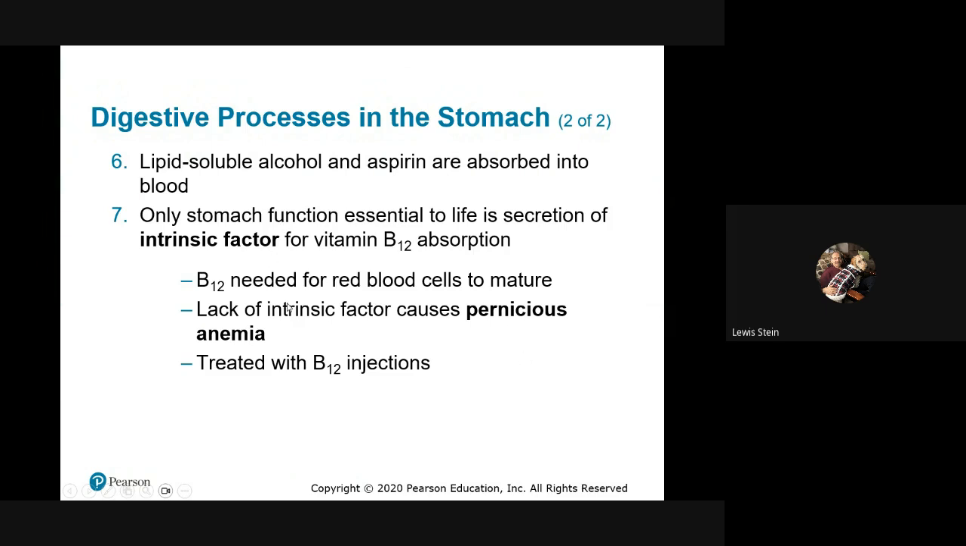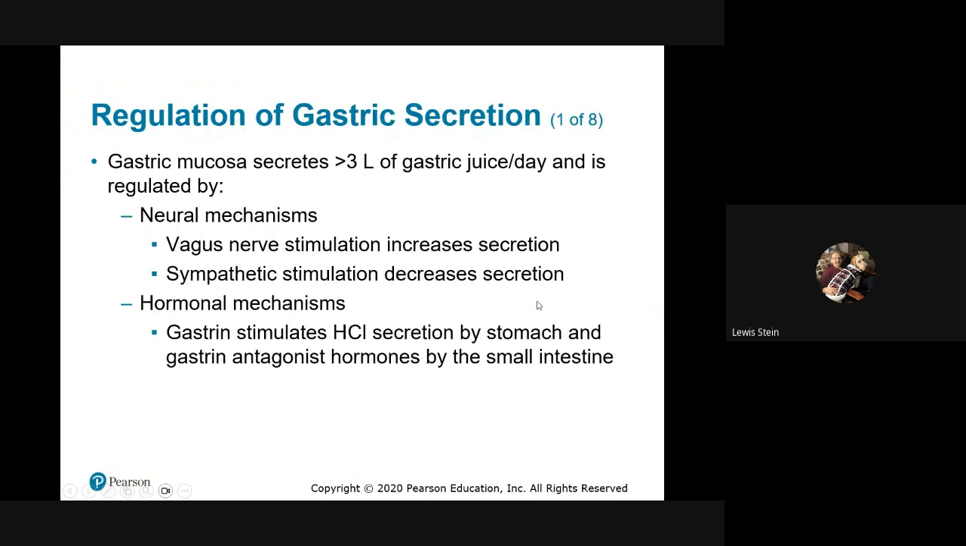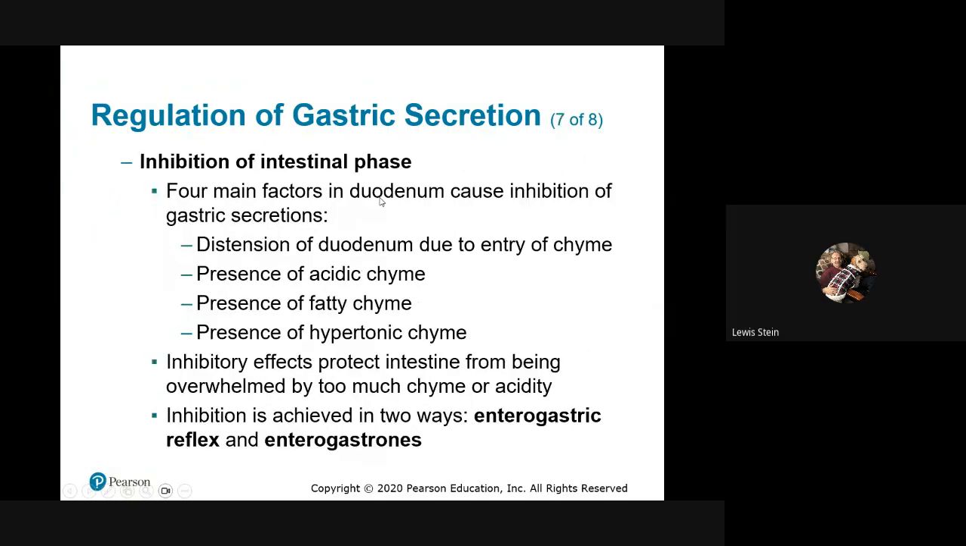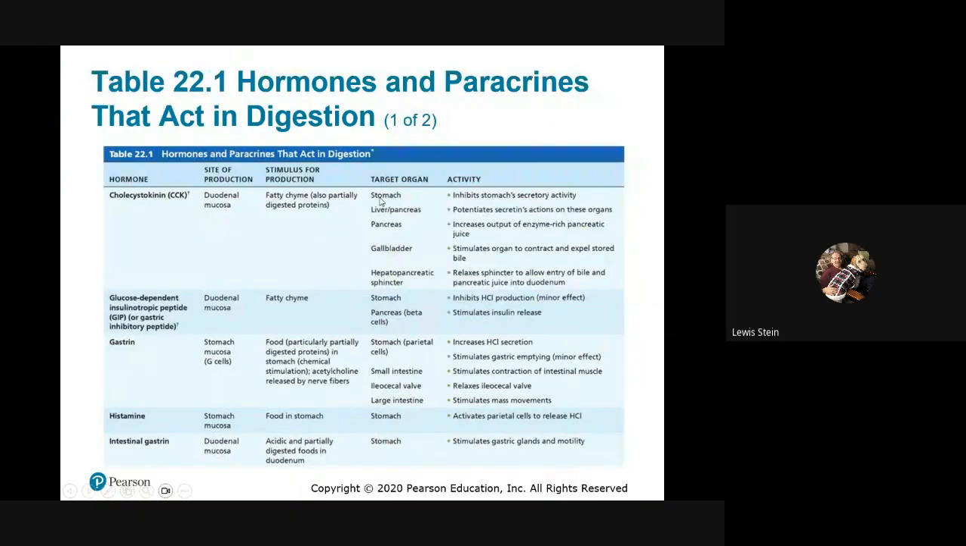Nothing special here. Here's the pernicious anemia nugget. Again, I'm not going into the regulation of all of these things or the different phases, which I don't like to do. So this is mostly review, but this is a very nice summary, so to speak.